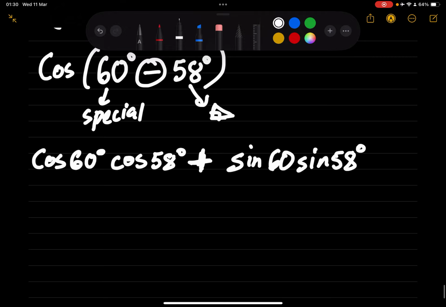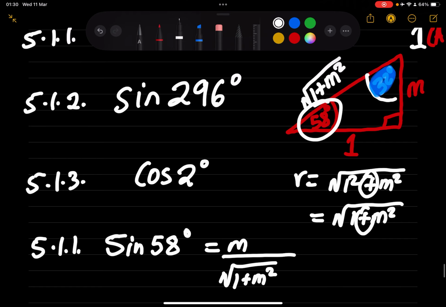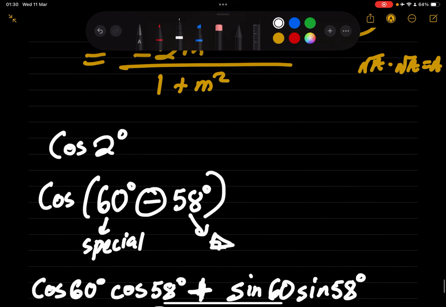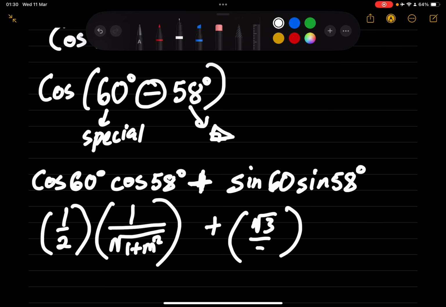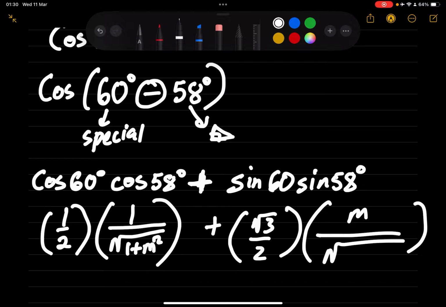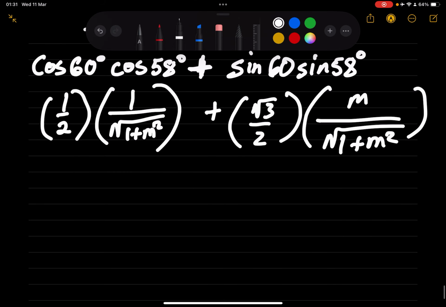Cos 60 is a special angle, it will give you half. Cos 58 on your diagram is 1 over the square root of 1 plus m squared, plus sine 60, which is root 3 over 2, a special angle. Sine 58 is m over the square root of 1 plus m squared. It's opposite over hypotenuse. Now let's simplify this, ladies and gents.